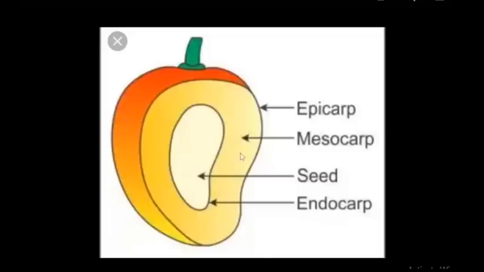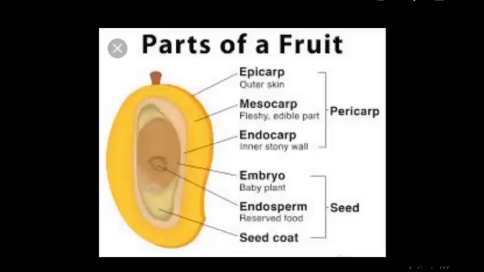Looking at the picture, this is what the mango fruit looks like. You can see this as an example of the mango fruit. Now this is a diagrammatic representation of the longitudinal cut of the mango fruit, showing its epicarp, the mesocarp, which is the fleshy part, and then the seed. The coat of the seed is what we refer to as the endocarp.